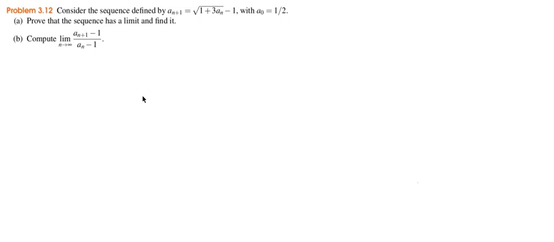Problem 3.12. Consider the sequence defined by a sub n plus 1 is equal to the square root of 1 plus 3a sub n, minus 1, with a sub 0 equals 1/2. First, prove that the sequence has a limit and find it, and then second, compute the limit of a sub n plus 1 minus 1 over a sub n minus 1 when n goes to infinity.